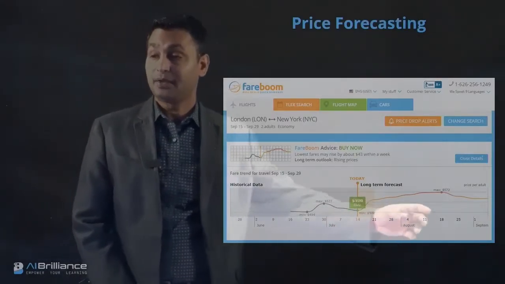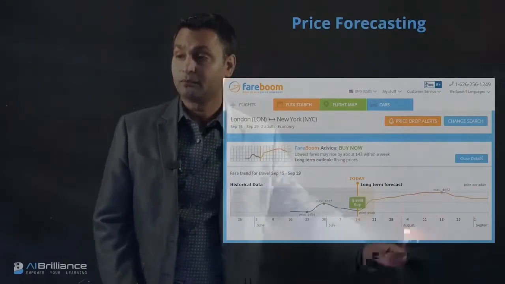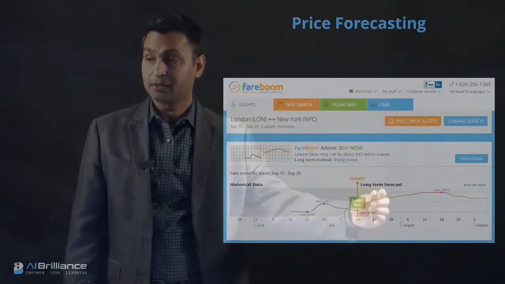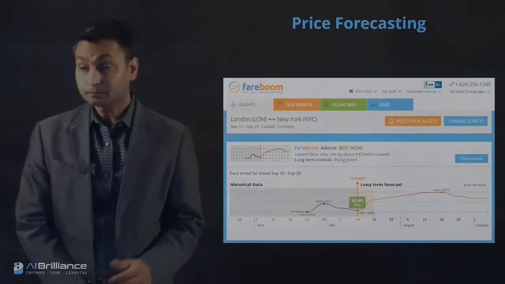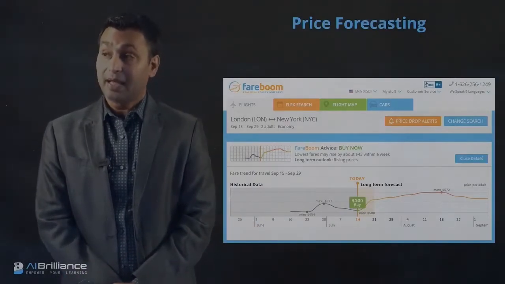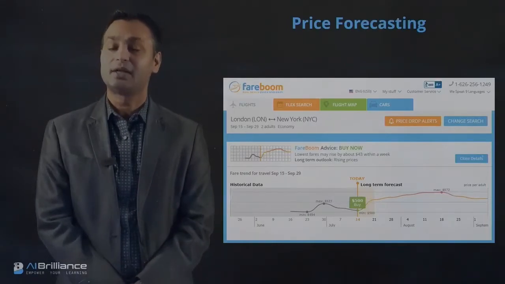For example, if I buy somewhere on September 1, the prices are going to be lower than 572. If I buy here, this is a good time to buy because the prices are supposed to increase in the future. So again, this type of app is essentially using an RNN type of architecture to do the price forecasting.